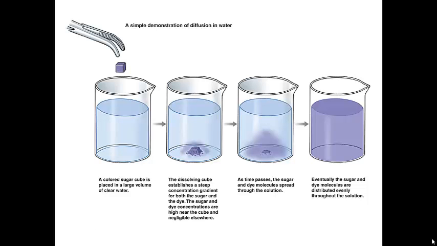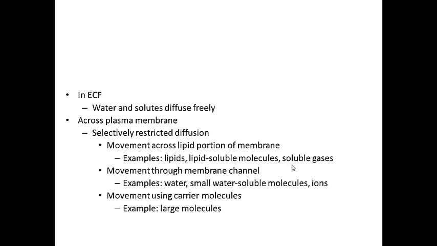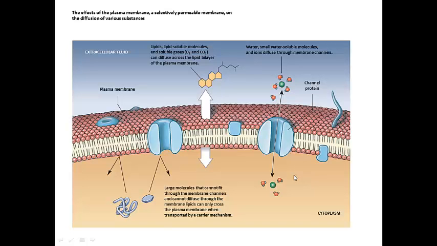May or may not be evenly distributed, all depends, but here you can see a sugar cube that dissolves. Sugar cube with dye in it. In extracellular fluid outside the cell, the waters and the solutes can diffuse freely. They are selected against the plasma membrane, and for us, things that could move across are lipids, lipid-soluble molecules, soluble gases. Here, we'll use this picture here. You can see here, lipid-soluble molecules and gases can diffuse across. You can get some leaking of very small ions and stuff like that.